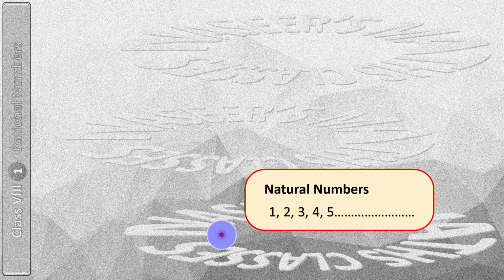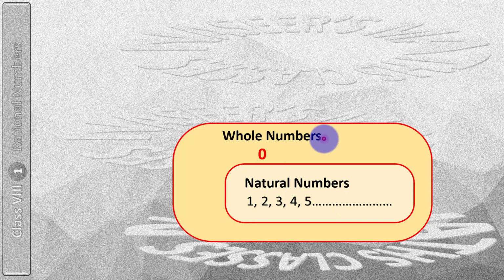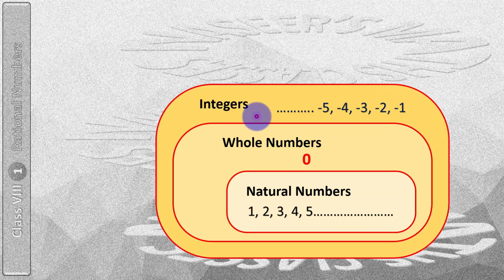So now we represent these numbers diagrammatically. First, natural numbers means 1, 2, 3, 4, 5. We already know that whole numbers means including 0 and the natural numbers. This means all natural numbers are also in the whole number set. Next, integers. Integers have negative numbers, positive numbers and whole numbers. Integers are a set of numbers which are negative numbers and whole numbers.